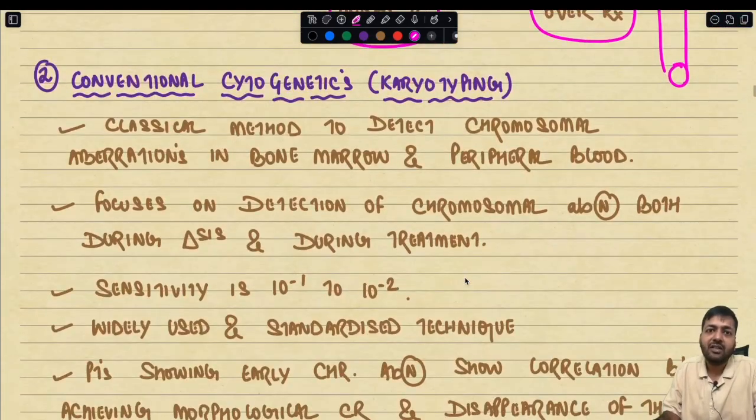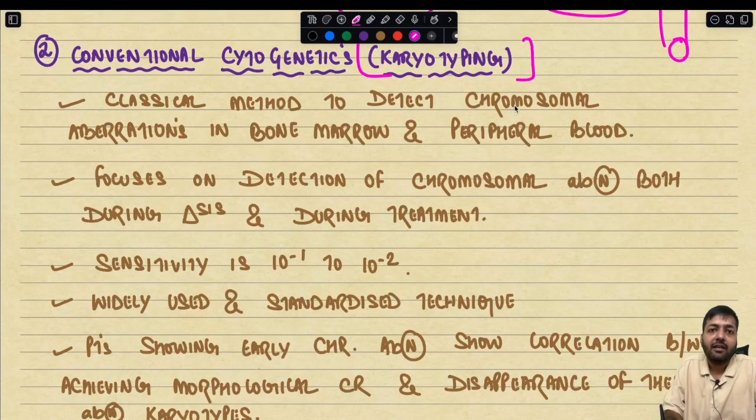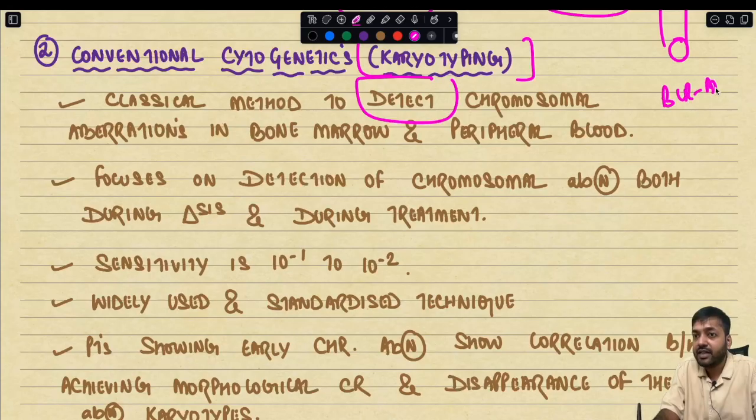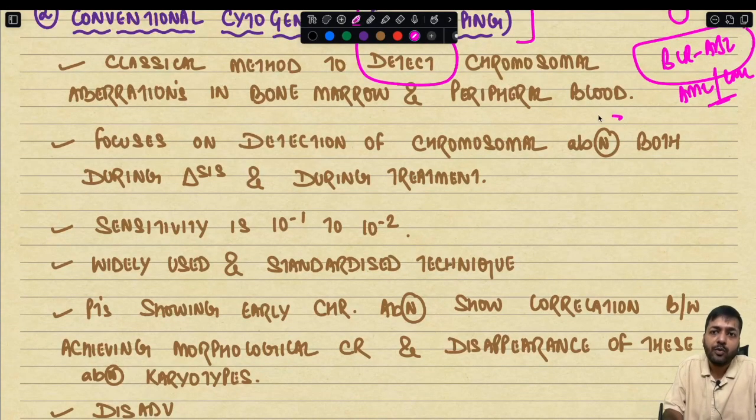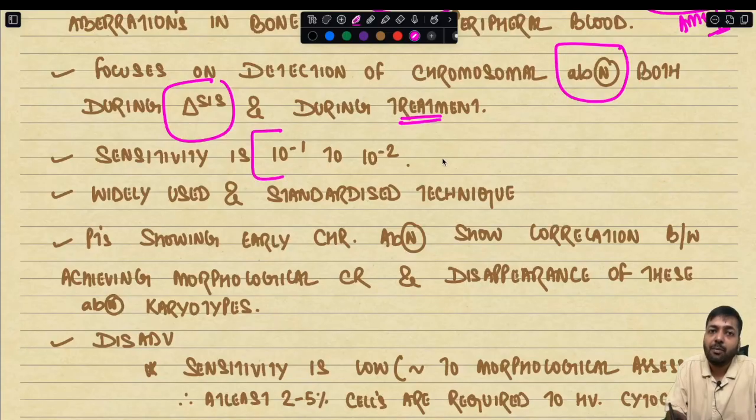Then comes the conventional cytogenetics, that is karyotyping. It is a classical method to detect chromosomal aberrations in bone marrow and peripheral blood. For example, BCR-ABL aberration in case of AML or in case of CML as well. Even certain ALL have BCR-ABL fusion transcripts. It focuses on detection of chromosomal abnormality both during diagnosis as well as during treatment. The sensitivity is to the tune of 10 to the power of -1 to 10 to the power of -2. It is widely used and it is a standardized technique.